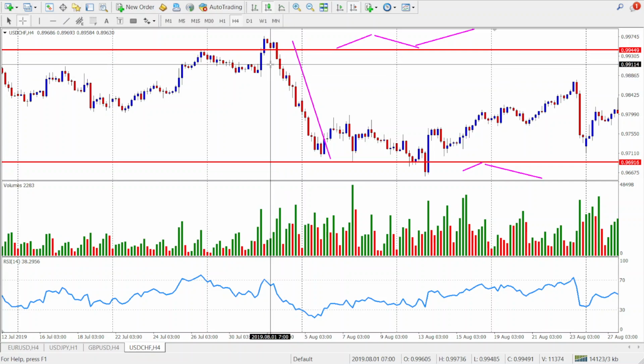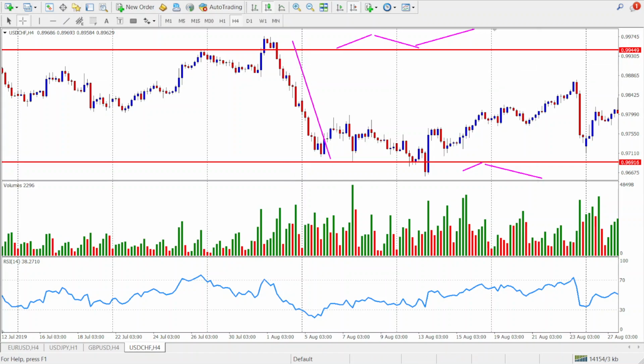And then always manage your risk. Even strong setups can fail, so always use a stop loss. Avoiding false breakouts will save you from unnecessary losses and help you trade smarter. All right, so that is it. Now you know how to avoid false breakouts using a secret trading technique.